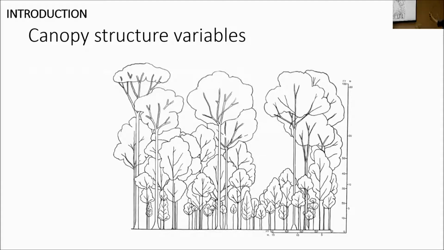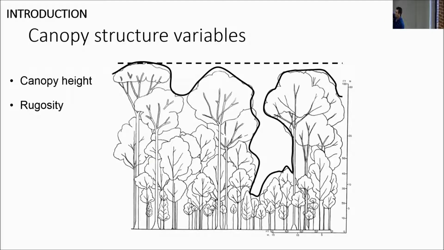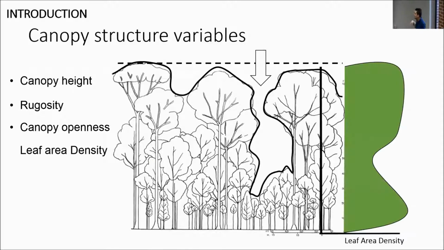Okay, we have the structure. Basically, we will investigate these variables. The canopy height is basically the mean of the canopy. The rugosity is a very interesting variable. It's the horizontal heterogeneity of the canopy surface. And the canopy openness, or gap fraction, is similar. And leaf area density: where are the leaves of this canopy structure? More in the upper canopy, the middle, or the understory?